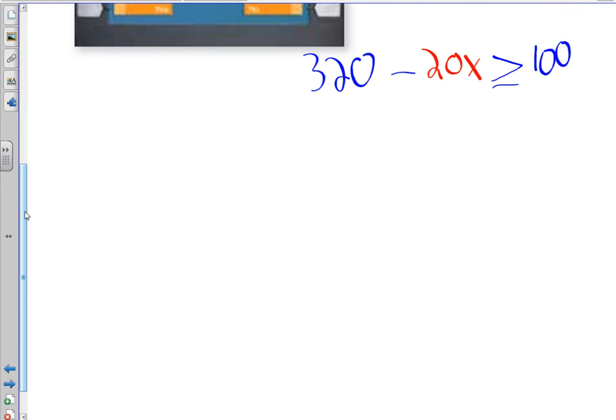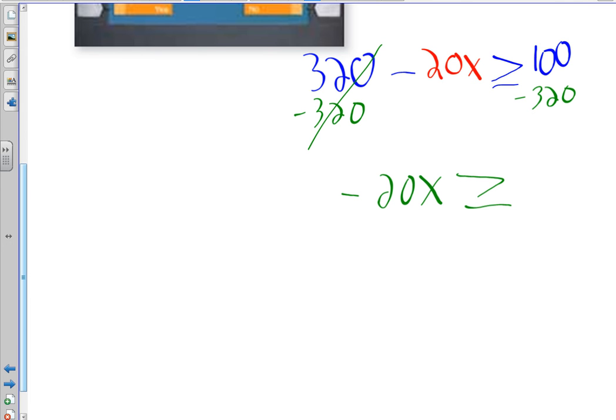Subtract 320. We can forget about the word problem now. We're going to subtract 320 on both sides. Minus 320, minus 320. We've got negative 20x is still greater than or equal to negative 220 now. What's the next step? Divide by what? Perfect. So if we divide by negative 20 on both sides, we're going to have a solution here.